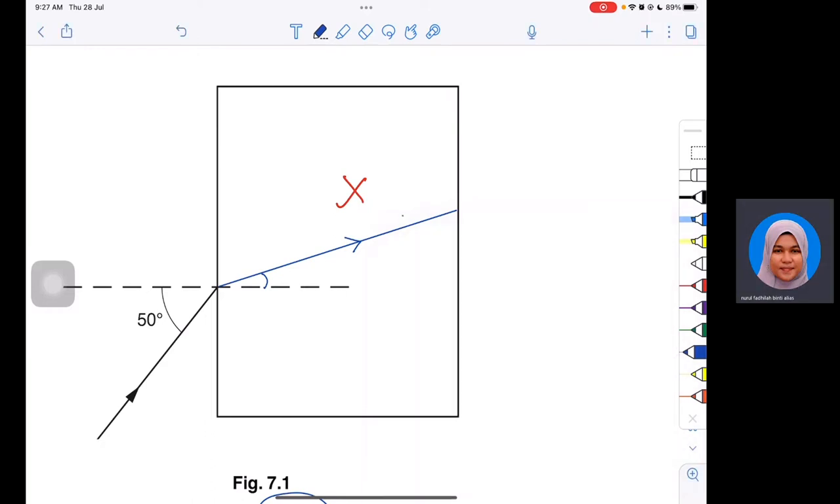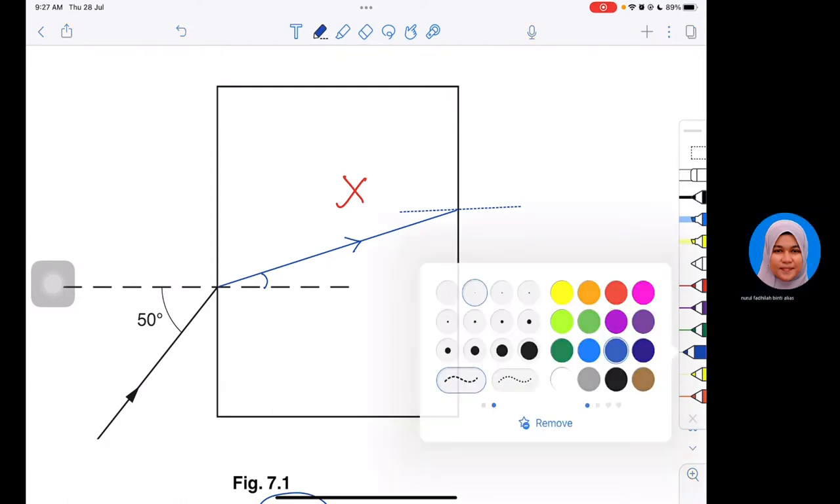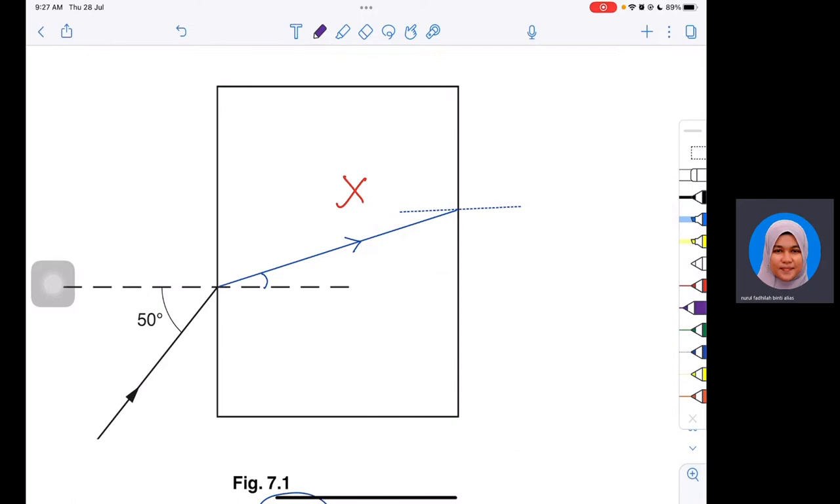Okay, next we have to draw the emerging ray. So before the emerging ray, you draw first the normal line, and then the emerging ray must be more than that. So it's about 50 or so. Okay, right? So what's the answer? Okay, so that's the mark. Okay, this one is also correct.